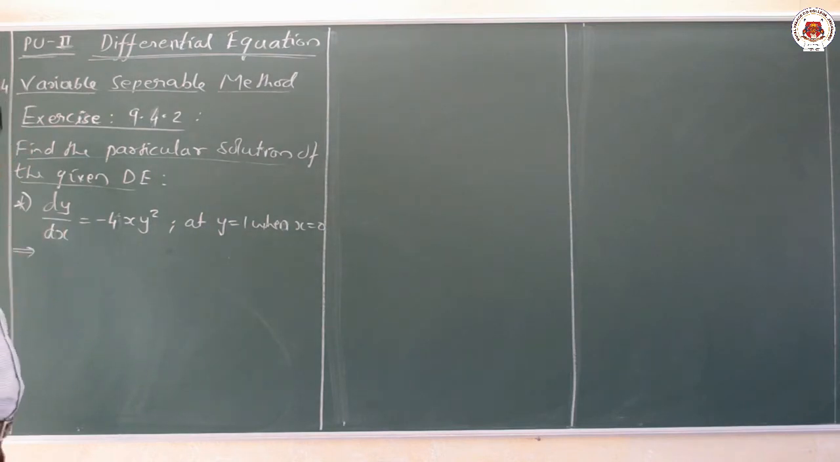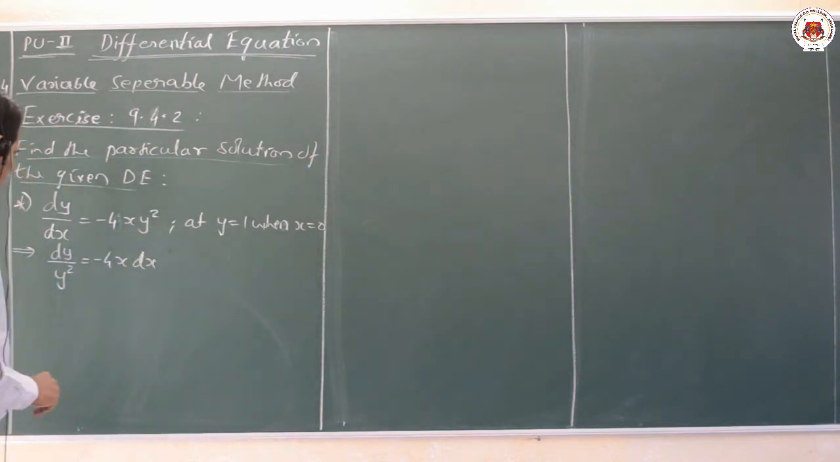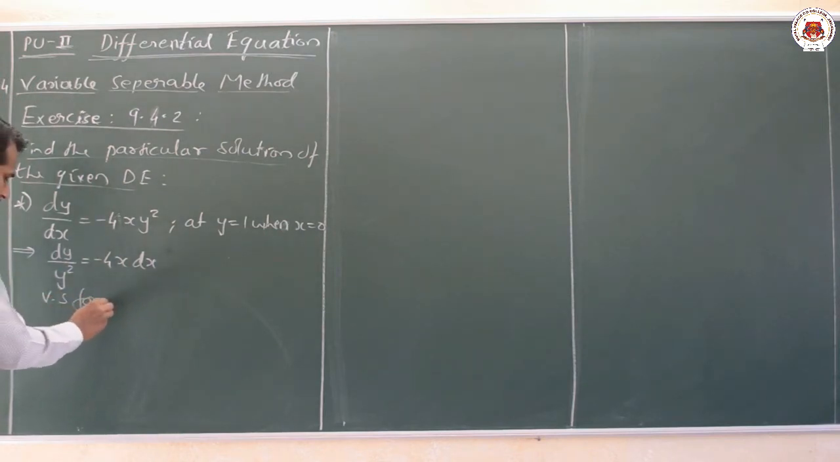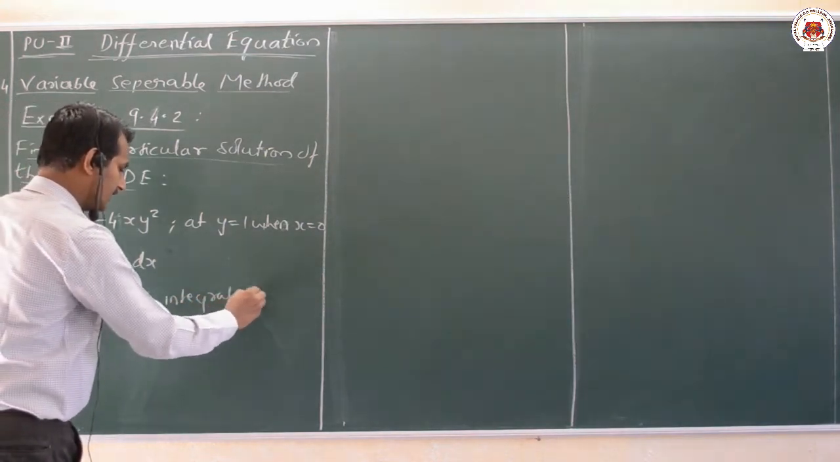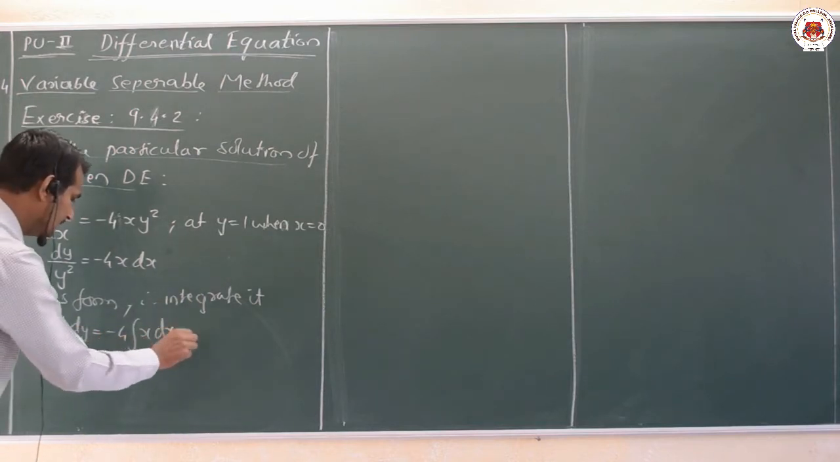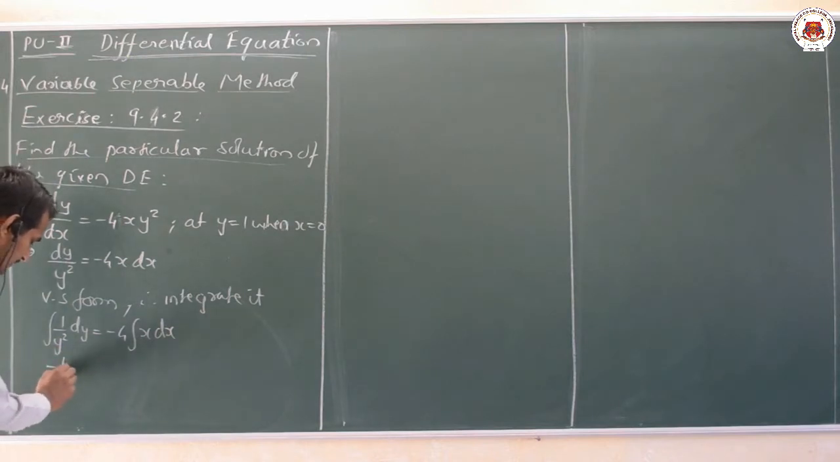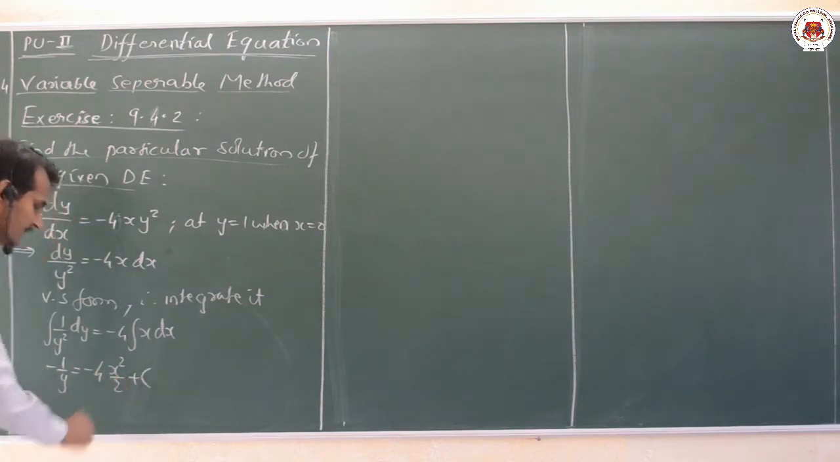First of all we have to frame it into variable separable form, that is dy divided by y square equal to minus 4x dx. Next, integrate it. Integration of 1 by y square dy is equal to minus 4 times integration of x dx. Integration of 1 by y square is minus 1 by y, equal to minus 4x square by 2 plus an integral constant c.